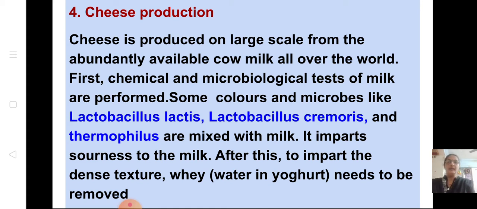After that, to impart dense texture, as in yogurt, for cheese also it should be dense texture. The water, that is the whey, is removed from the yogurt. The whey is removed.